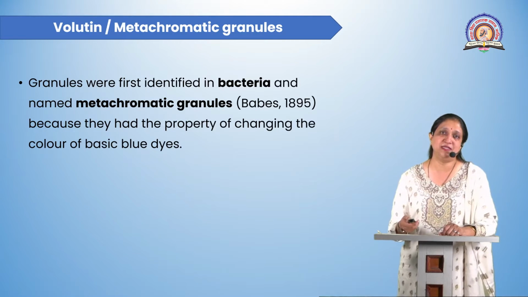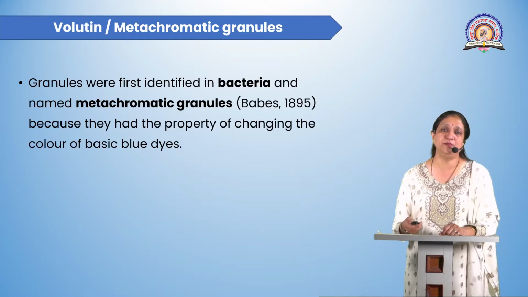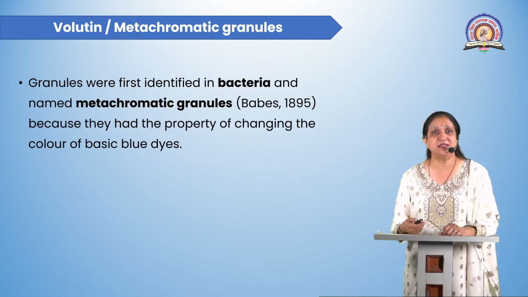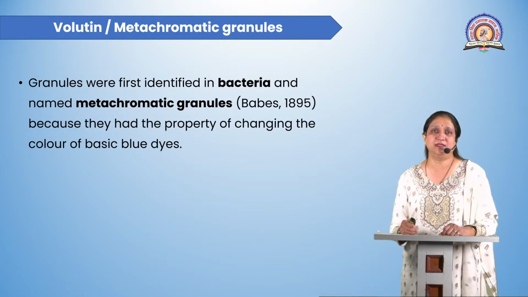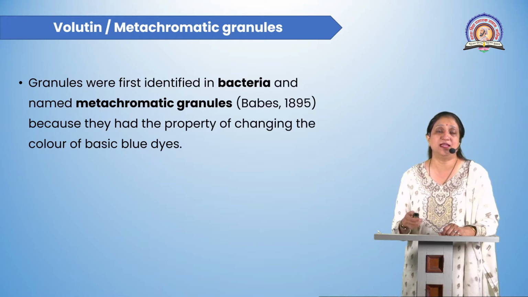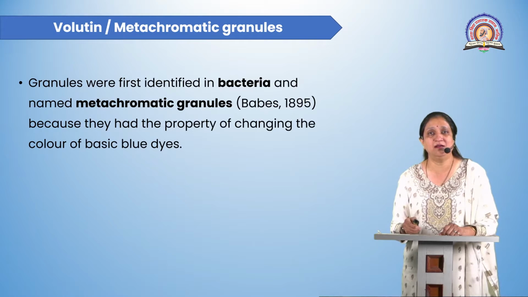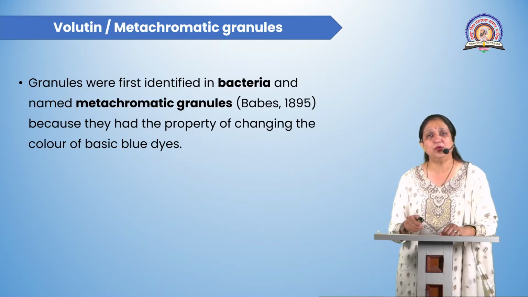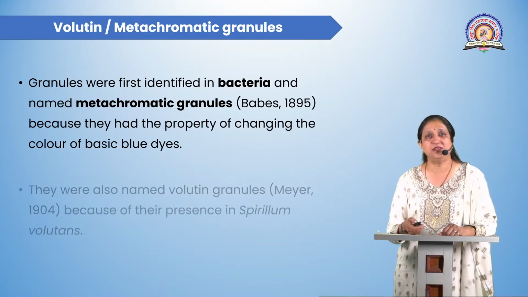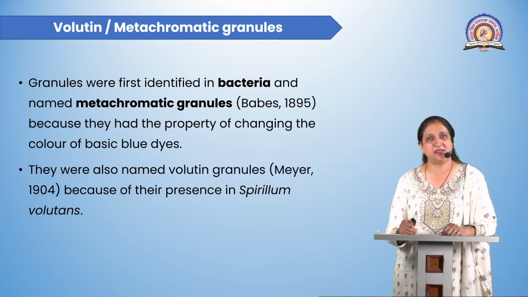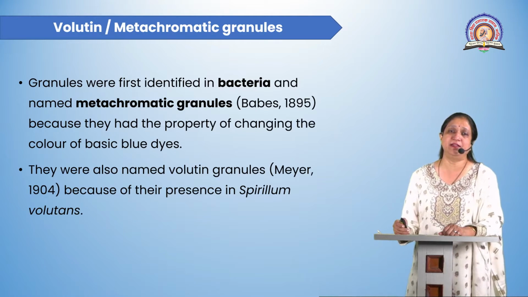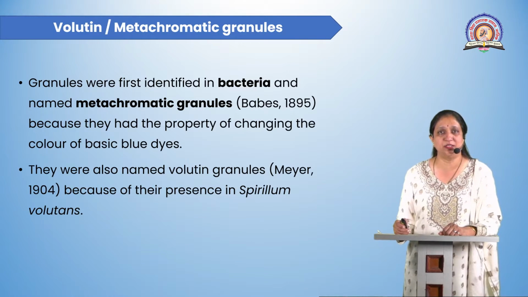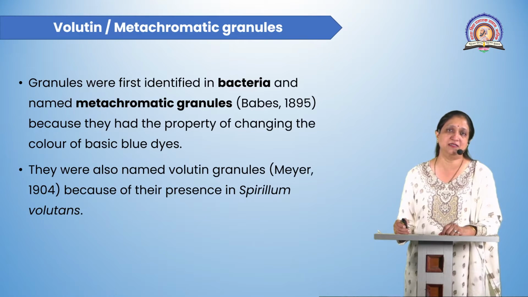So the basic dye methylene blue or toluidine blue appears red in color when it stains the metachromatic granules. So metachromatic granules have an ability to change the color of the dye from blue to red, and because of this reason, Babes called these granules the metachromatic granules. They are also referred to as Babes-Ernst granules because Babes and Ernst were the two scientists who first discovered these granules.